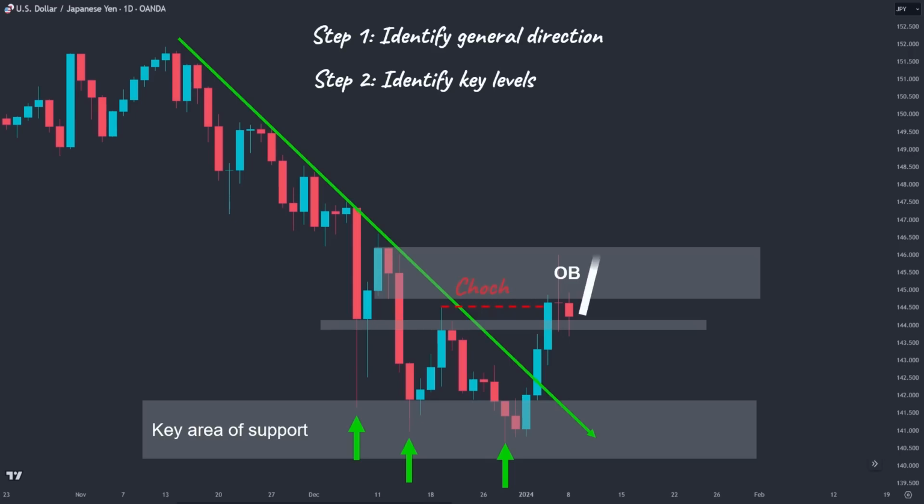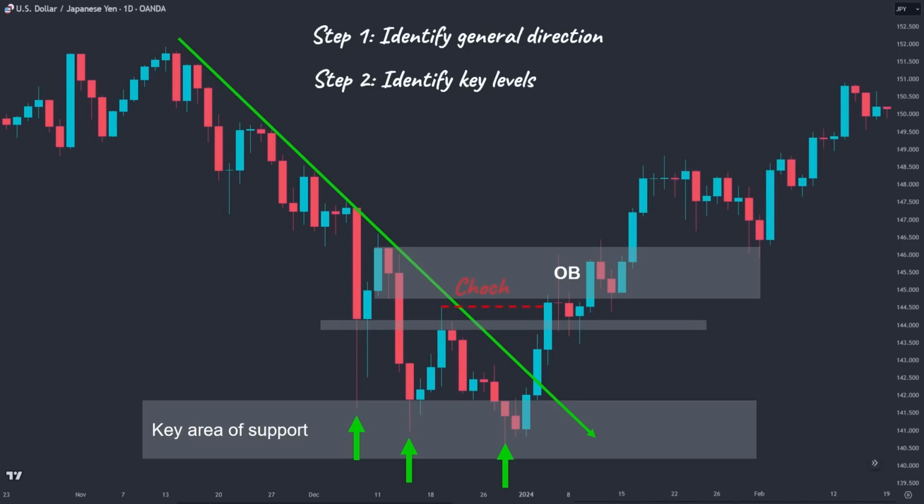If the price breaks this supply area to the upside, it shows that the buyers have taken control, and we can go long until we reach the next supply zone in front of the price. On the contrary, if the price breaks below this demand zone, it shows that the sellers have taken control and we can look for short entries until the price reaches this demand area.